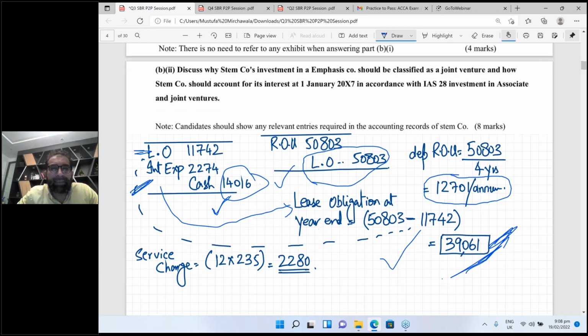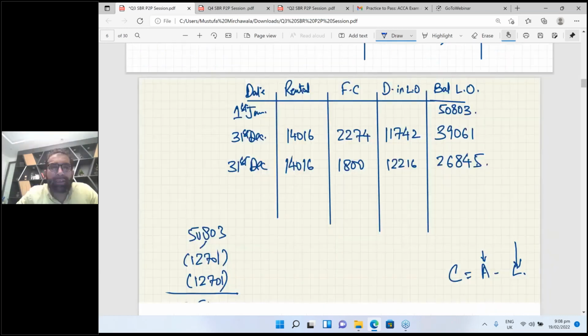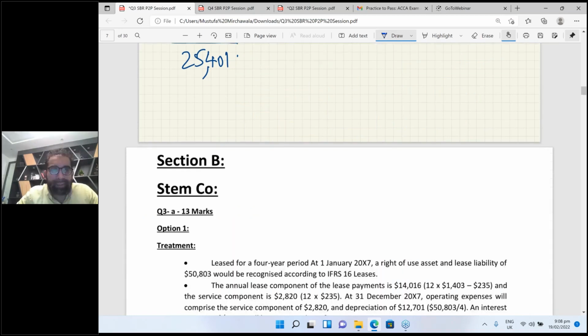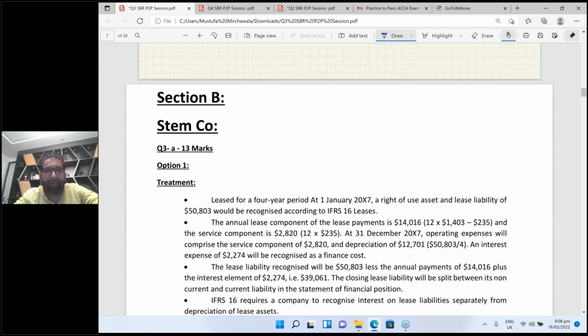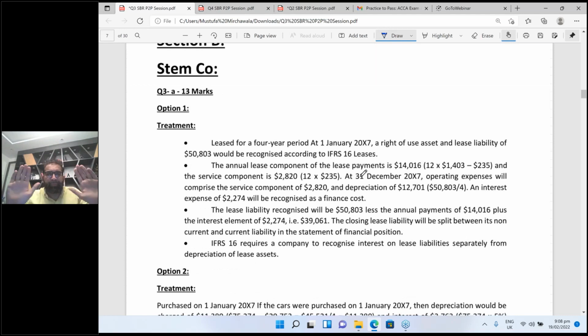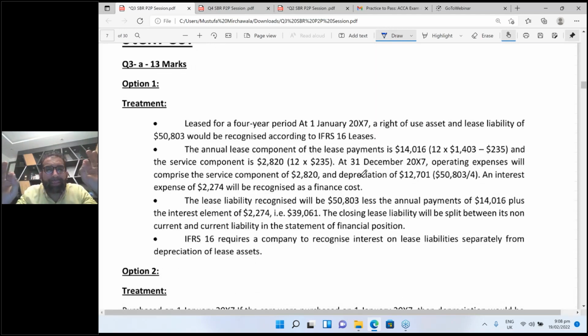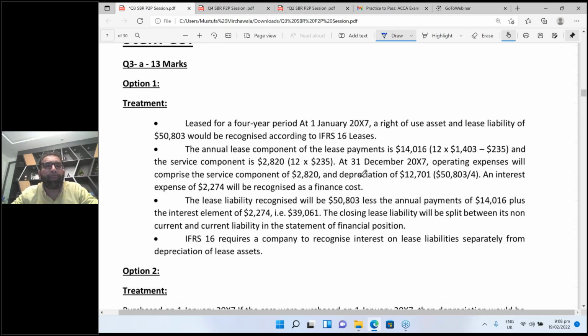Okay, let's see how to discuss. This is the first treatment, and you have to write in simple words. Treatment option number 1: C leased for a 4-year period, a right of use asset and a lease liability of 50803 would be recognized. Yes, ROU debit and lease obligation credit, we just did with the present value.